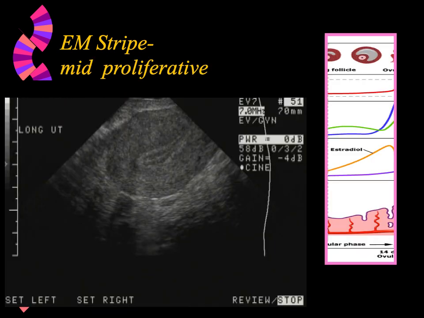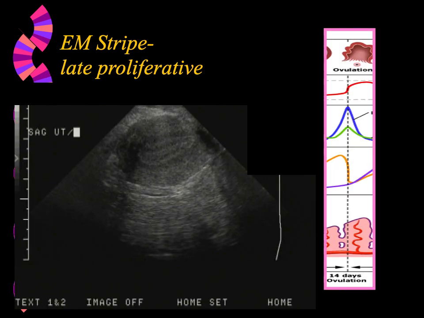As we move to the mid-proliferative phase, we can see the trilaminar view. And so what I'm going to do is point out the 3 layers here. 1, 2, 3. That's the trilaminar view. The middle stripe is the bright specular reflection where the 2 surfaces come together. So again, I want you to see the trilaminar view. And at this point, the endometrium is mostly under the influence of estradiol.